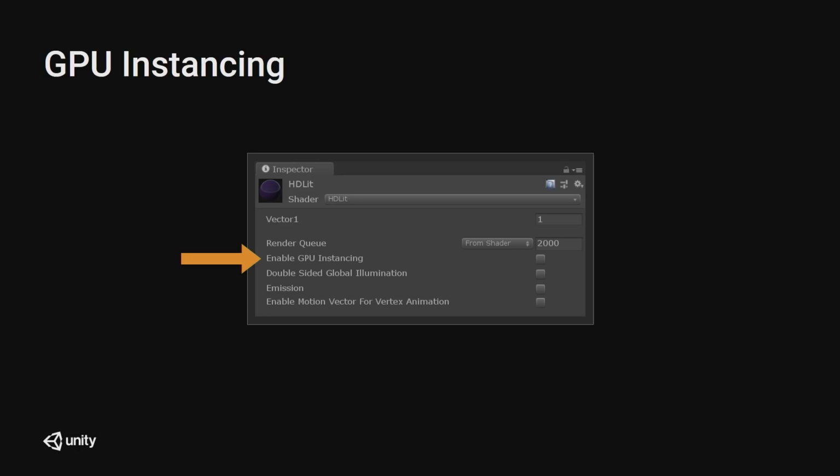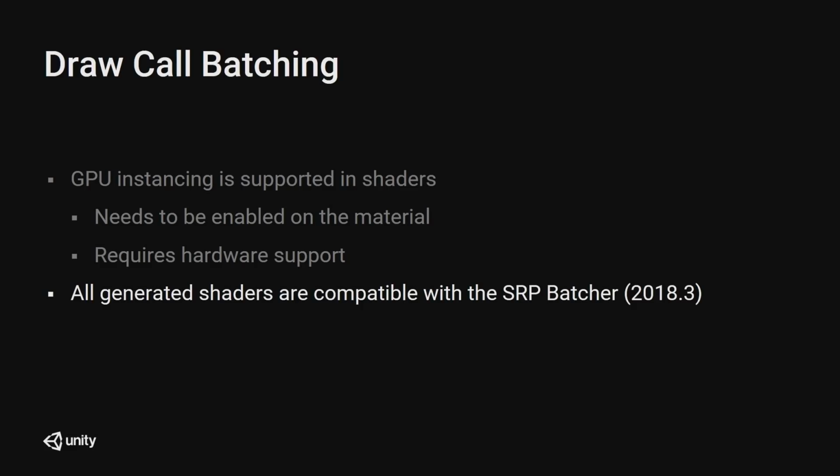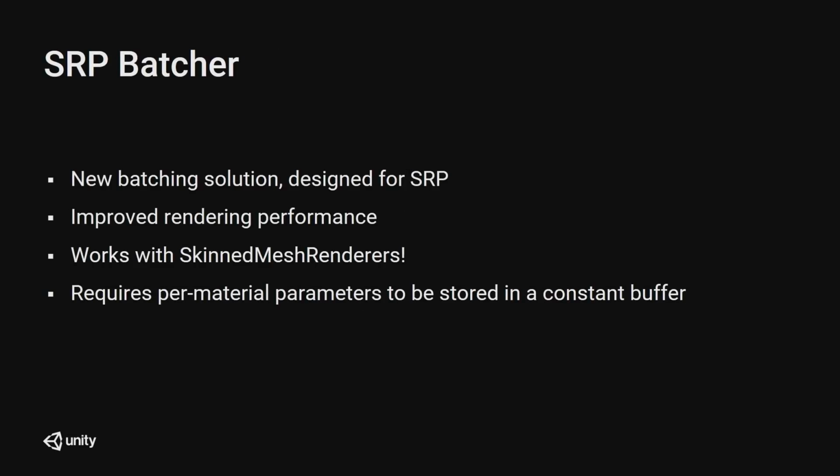Moreover, dynamic batching is disabled in the scriptable render pipeline. And even if it did work, dynamic batching limits you to no more than 900 vertex attributes per mesh, which wouldn't really work for most modern 3D games today anyway. Beginning in Unity 2018.3, your skin mesh renderers can instead make use of a new feature called the SRP Batcher. The SRP Batcher effectively replaces dynamic batching in the scriptable render pipeline and will work on both mesh renderers as well as skin mesh renderers.